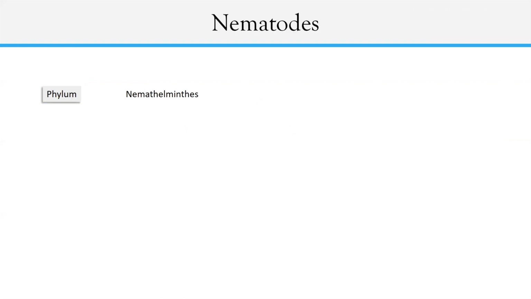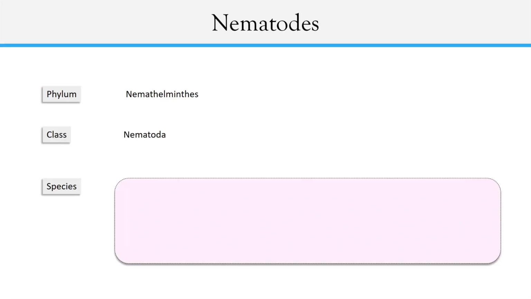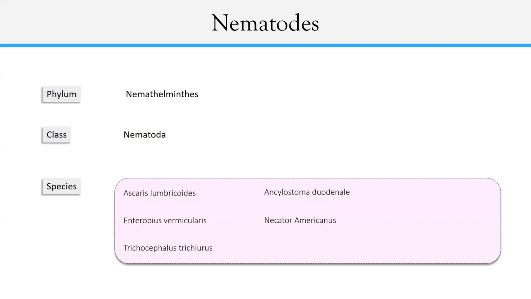If we briefly go through classification, nematodes are related to phylum Nemathelminths, class Nematoda. Inside of this class, species that we should know are Ascaris lumbricoides, Enterobius vermicularis, Trichocephalus trichiurus, Ancylostoma duodenale, Necator americanus, Strongyloides stercoralis, Trichinella spiralis, and Dracunculus medinensis.